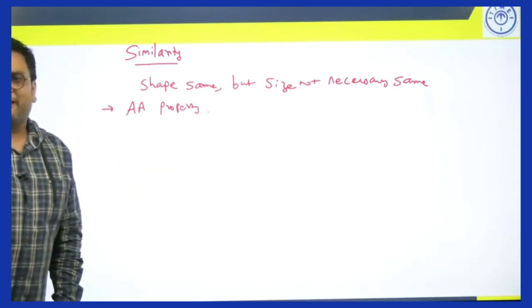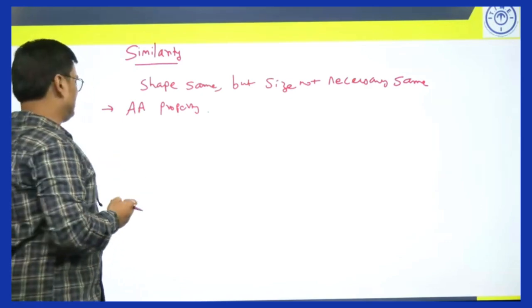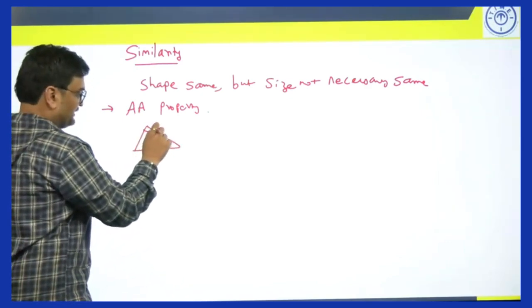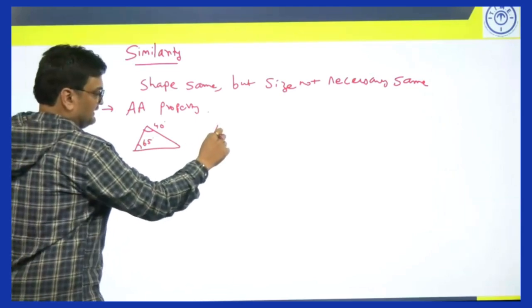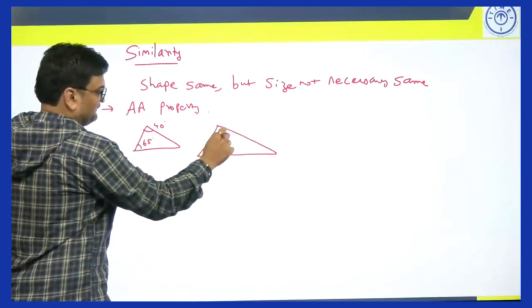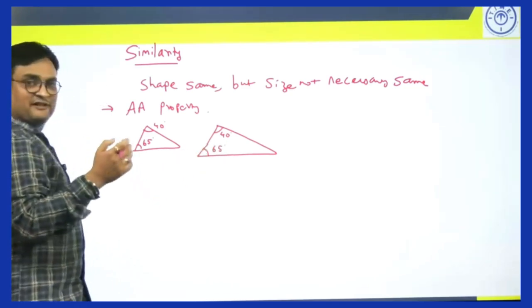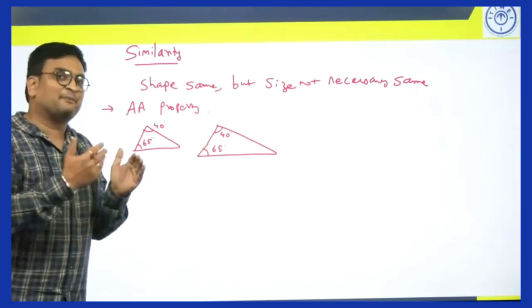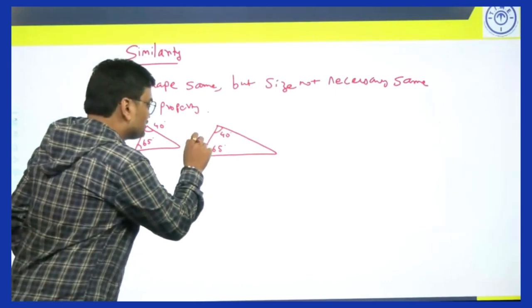So what does this AA rule state? AA means angle, angle. What it states is, if two angles of one triangle, say this is 40 degrees, this is 65 degrees, are equal to two angles of a separate triangle, pairwise like this, the two triangles are said to be similar.